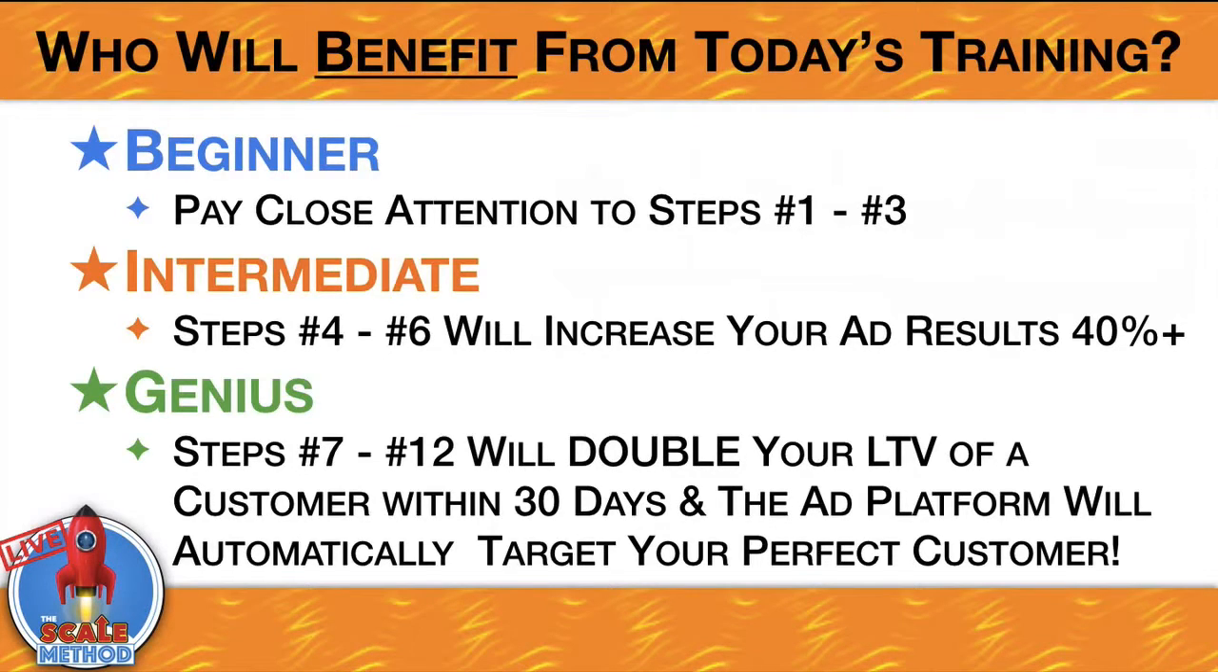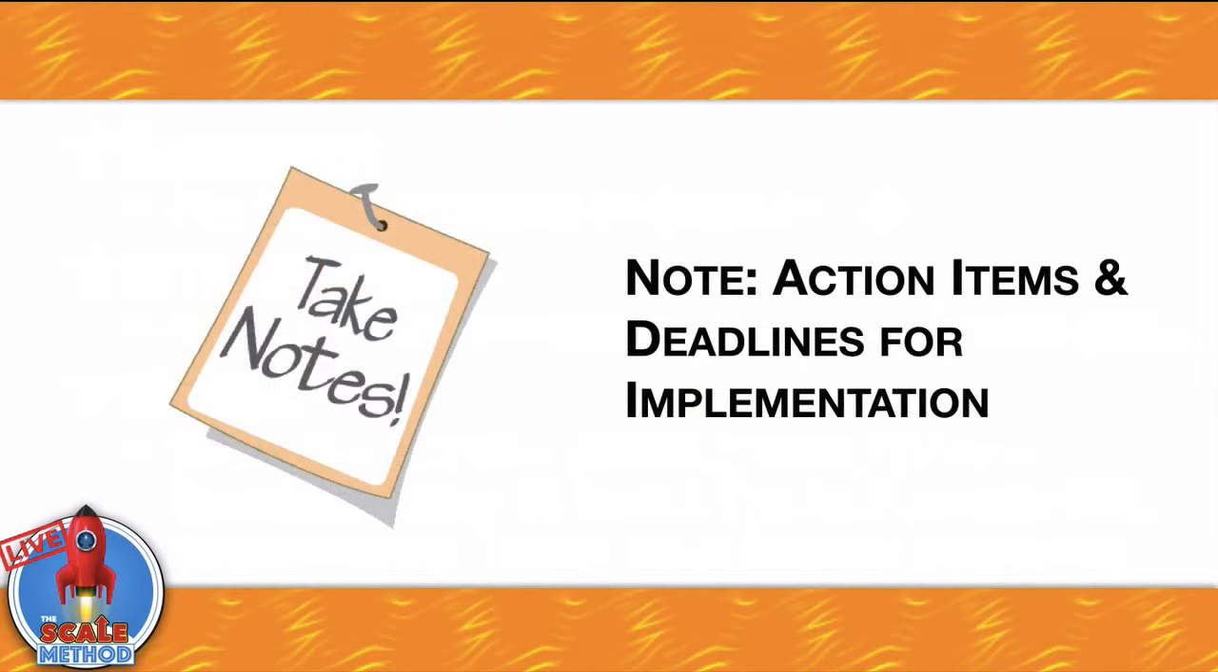The genius level, steps 7 through 12. This will double the lifetime value of a customer within 30 days. And the ad platform will automatically target your perfect customer. This is a big one. Everybody should see the possibilities here. And if you've been running ads online, I assure you, you're going to see huge results for implementing what we're going to cover in the Genius section.